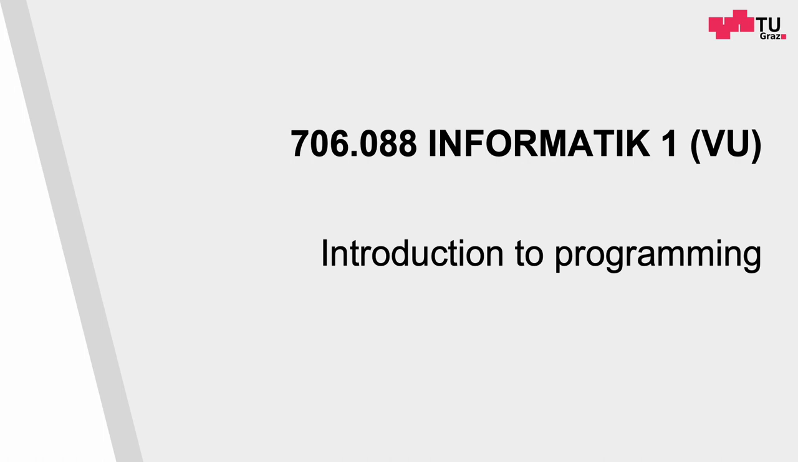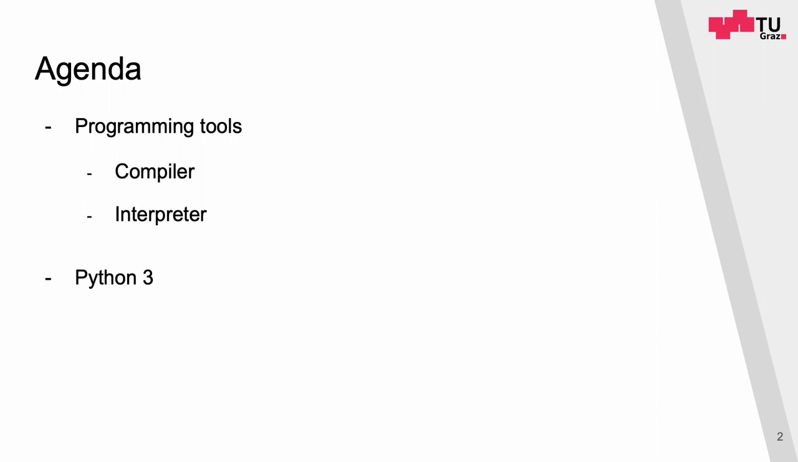Today we will directly dive into programming and I will give you a brief introduction what we will do today. We will start with the basic programming tools which are available, namely what a compiler is and what an interpreter is and the differences between those two tools. Then we will directly move into Python and we will talk about what variables, operators, control structures and loops are and how we can use them.